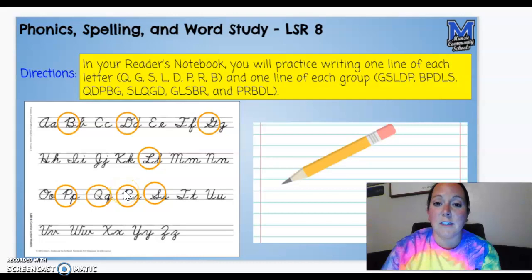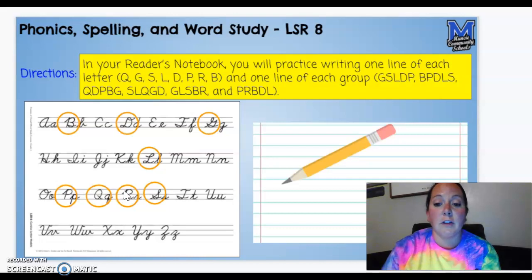Today during your phonics word study lesson, you practice writing in uppercase cursive letters. You practice the letters Q, G, S, L, D, P, R, and B. You're going to create one line of each of those letters in uppercase cursive. So uppercase cursive Q, G, S, L, D, P, R, and B.